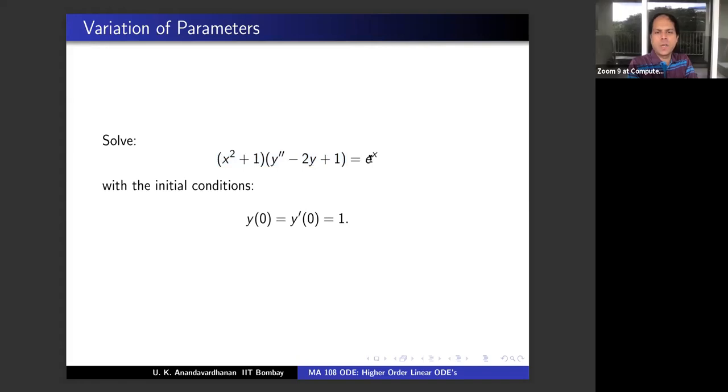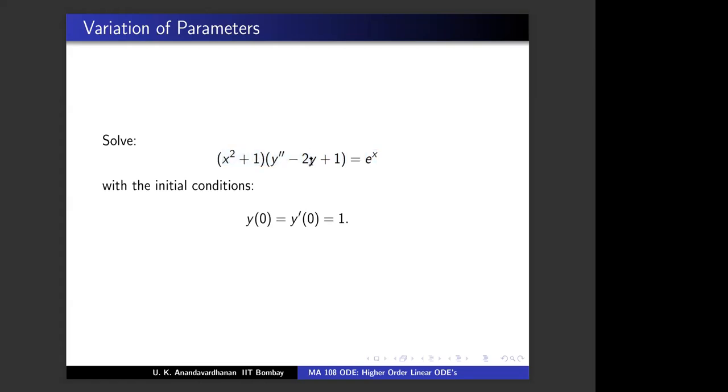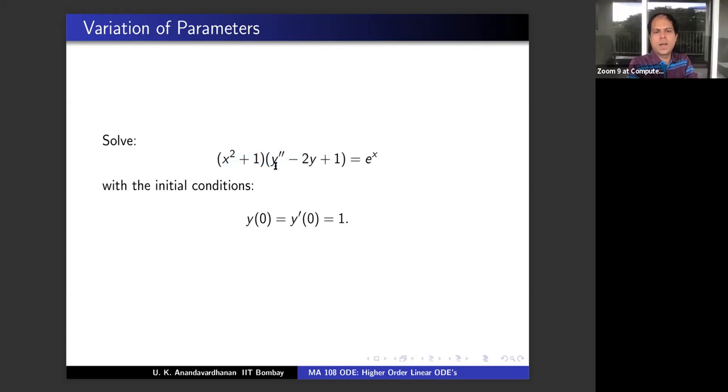No, annihilator was always for the right hand side. These are the coefficients of this polynomial. Undetermined coefficients won't work, I think. It will not work, not in a nice manner. Undetermined coefficients is for constant coefficient operator. Here the coefficient is not constant. It is x square plus 1.